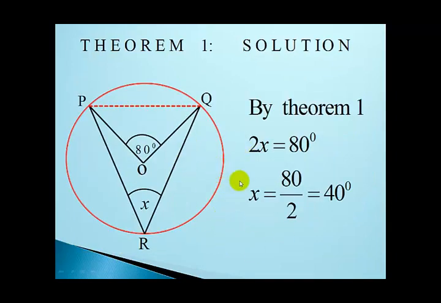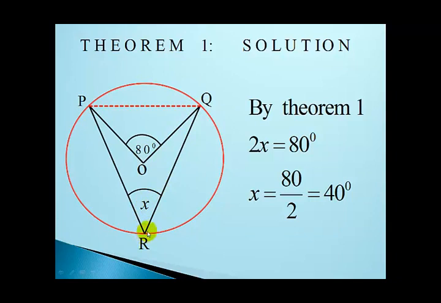Considering the diagram in the question, we know that PQ is an arc, and so the line drawn from P to Q is called the chord. Now, the chord PQ sustains an angle of 80 degrees at the center, and that same chord PQ sustains an angle of x at the circumference of the circle, that is at the point R.